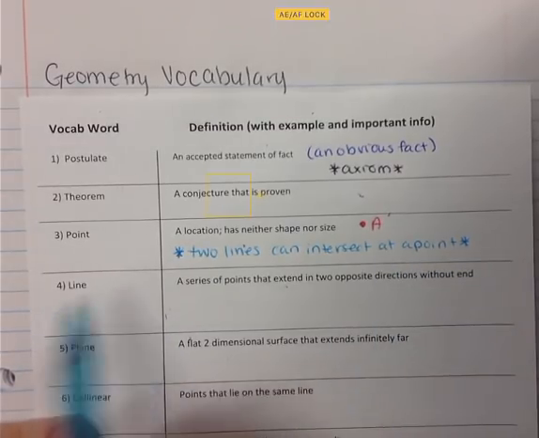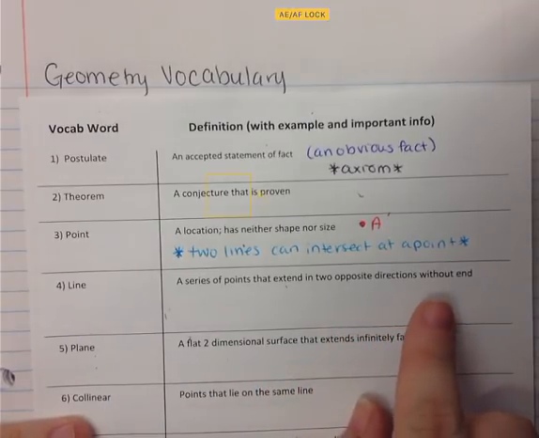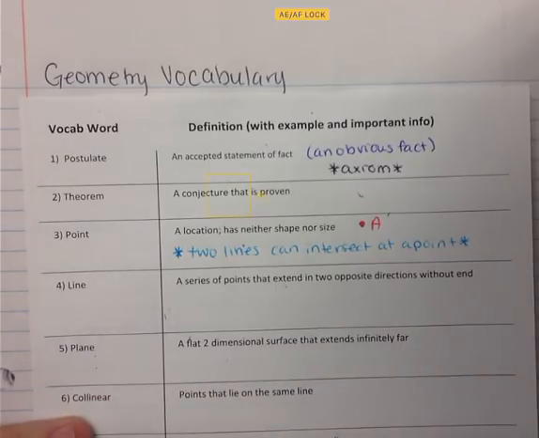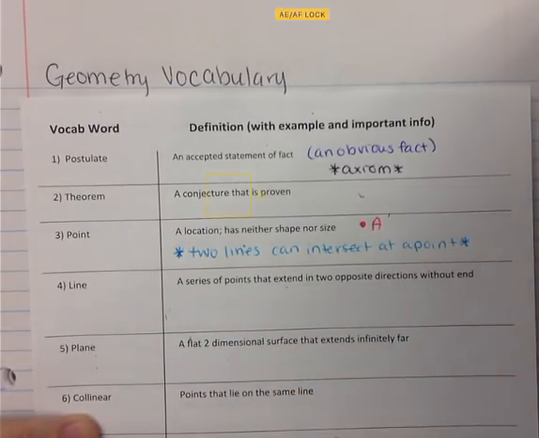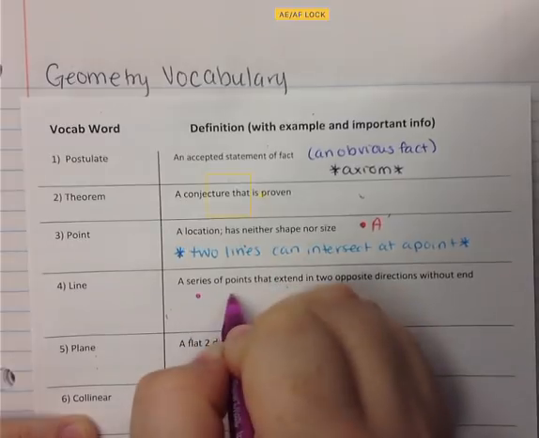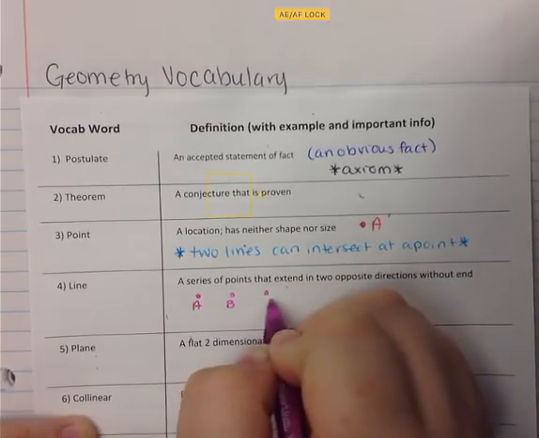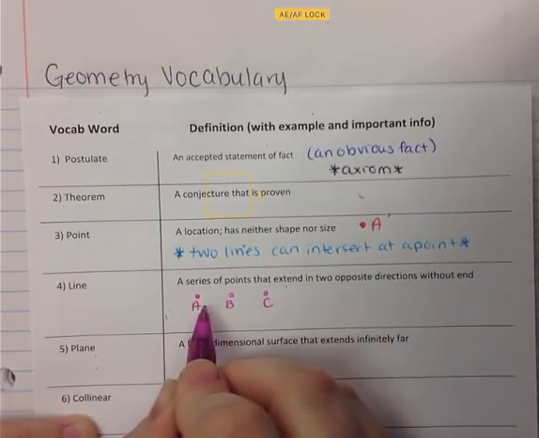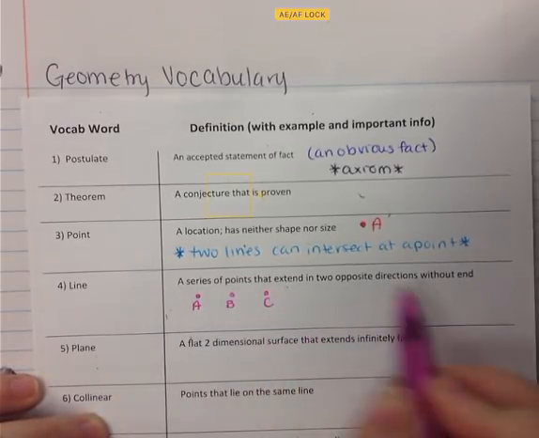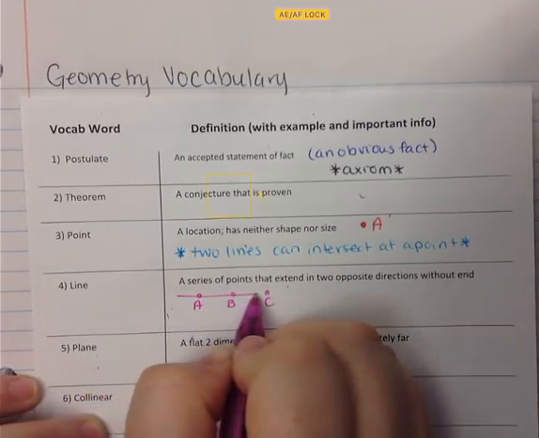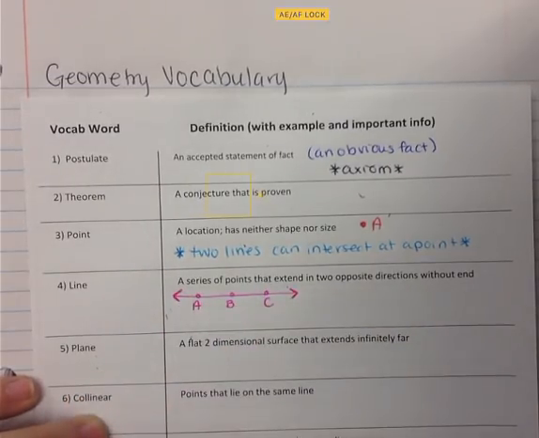Now, the definition of a line is a series of points that extend in two opposite directions without end. So for an example, it's a series of points, so you can have multiple points. If I have 3 points, if I want to name them, I could use the letters A, B, and C. Again, these points are named with capital letters. And a line is that series of points that extend in two opposite directions without end. That means that it connects these points and it keeps extending in both directions, in opposite directions. That's why we have arrows on them.